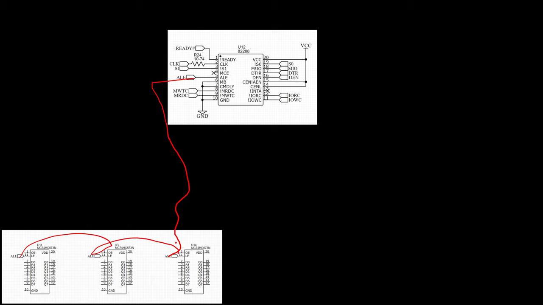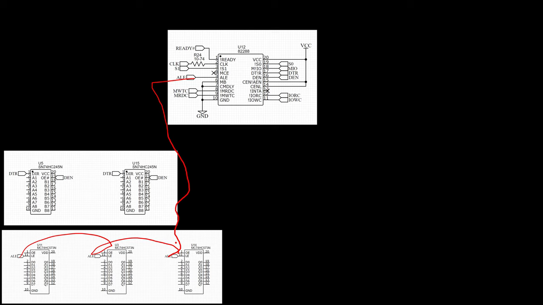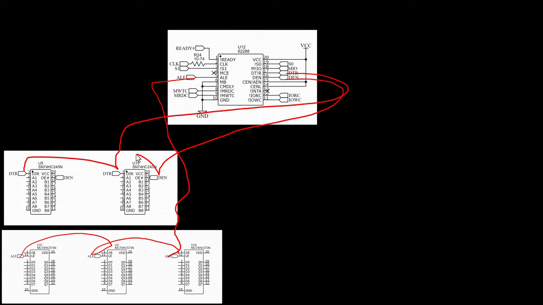So I've got that like that. Then when it comes to my data transceivers, I've got two things that I'm going to be able to use. One is the DTR. So I can see DTR is up here. I'm going to be able to bring this DTR signal down and connect it over to these two. Then I've got this DEN, and I'll be able to connect it over to these two.